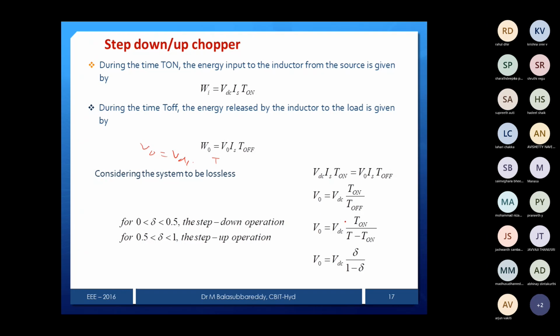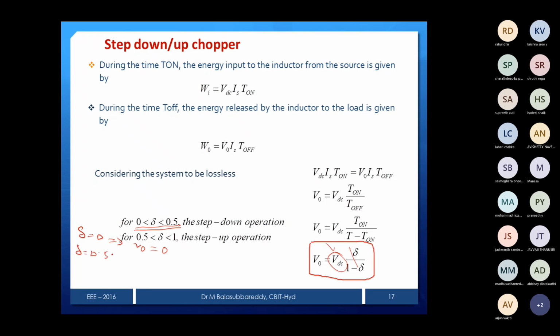Again the same notation we will get if we represent T here and by T here and here also T. Then T on by T is delta and T by T is 1, and T on by T is delta. So now from this we can see the output voltage expression. If delta is equal to 0 to 0.5, you can put delta is 0, output is 0. Delta is 0.5, numerator and denominator will get cancelled, you will get VDC.